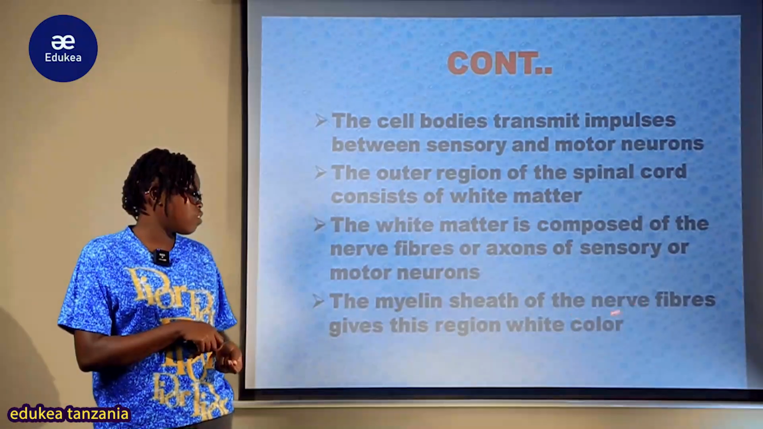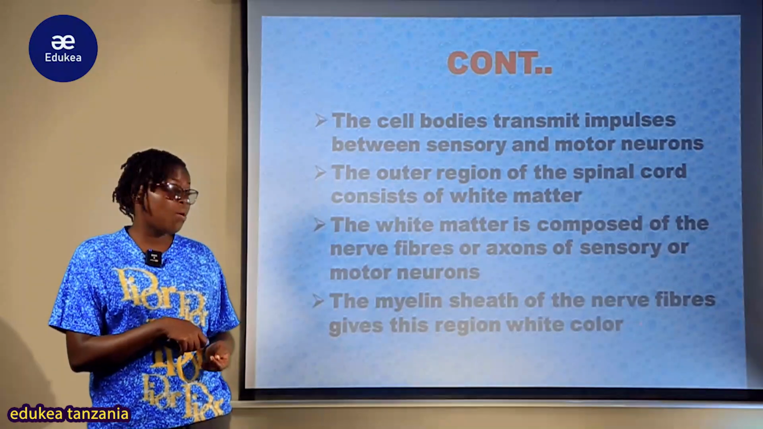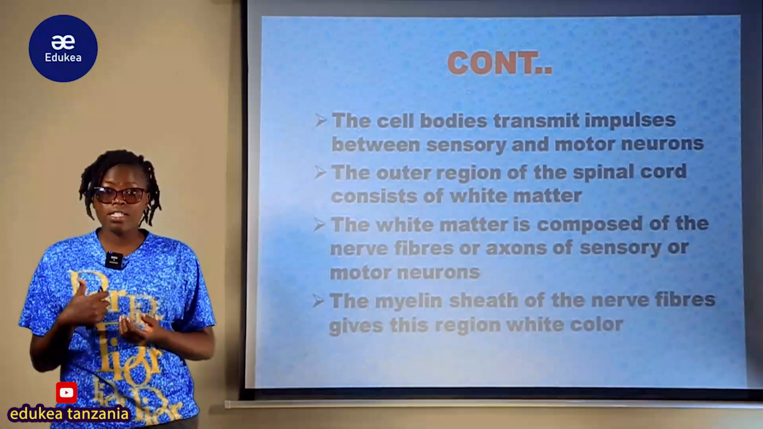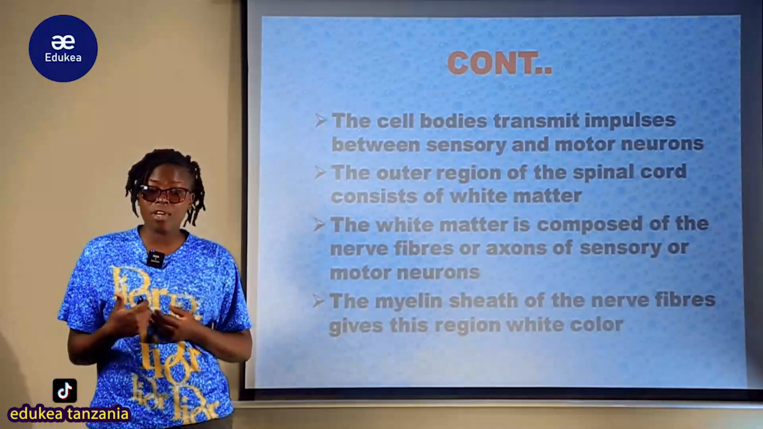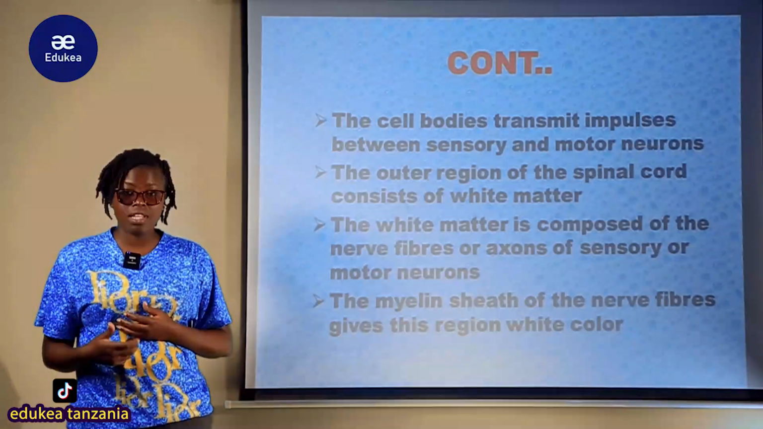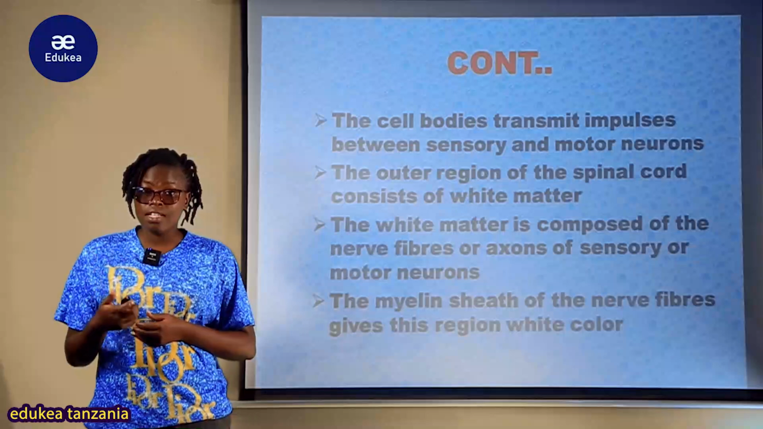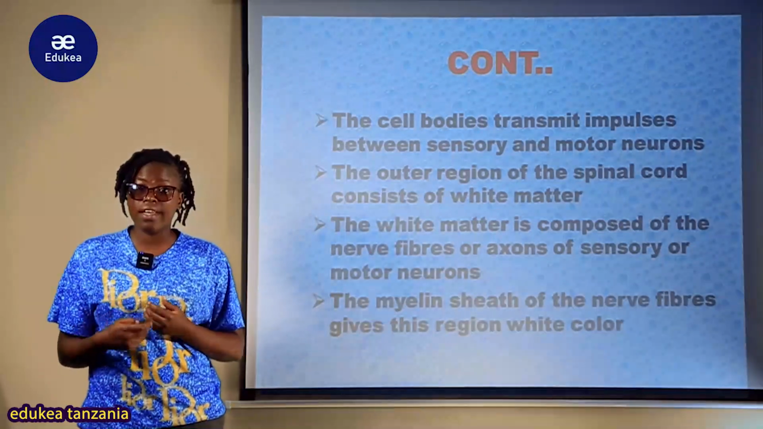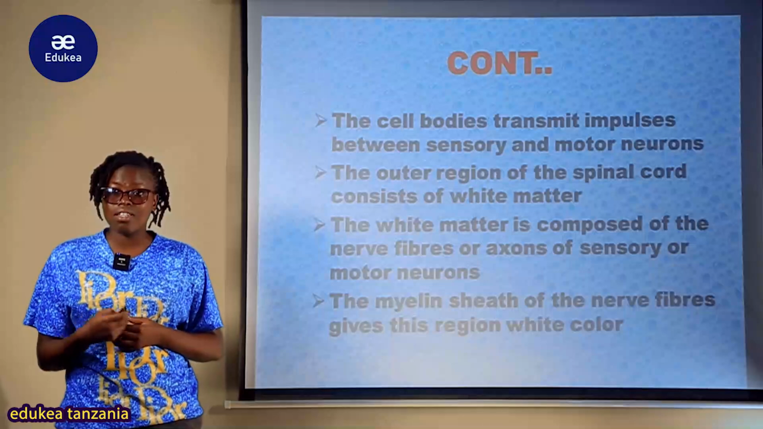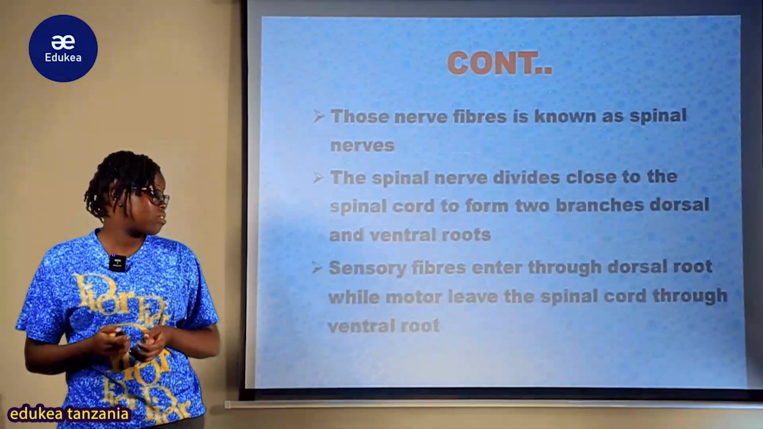And the myelin sheath of the nerve fibers gives the region a white color. That is why it is called white matter. So this is due to the presence of this myelin sheath, which is synthesized by the Schwann cells, which helps in insulation of the axon during the transmission of these nerve impulses, and also in increasing the rate of transmission of these nerve impulses.